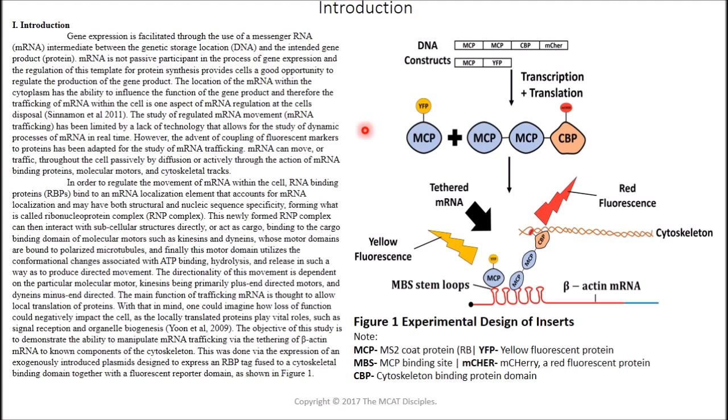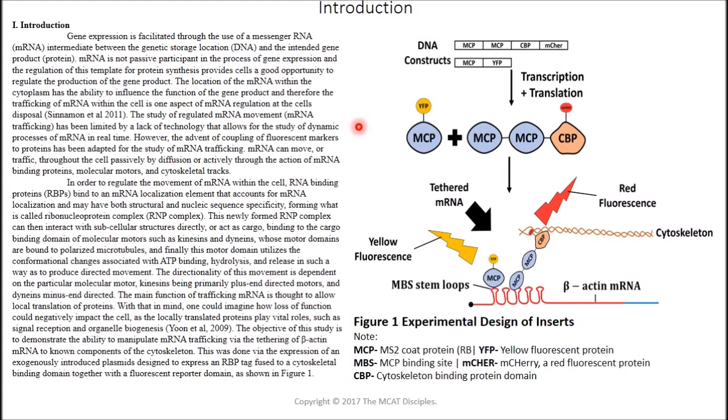The study of regulated mRNA movement, mRNA trafficking, has been limited by a lack of technology that allows for the study of the dynamic processes of mRNA trafficking in real time. However, the advent of coupling of fluorescent markers to proteins has been adapted for the study of mRNA trafficking. mRNA can move or traffic throughout the cell passively by diffusion or actively through the action of mRNA binding proteins, molecular motors, and cytoskeletal tracts.